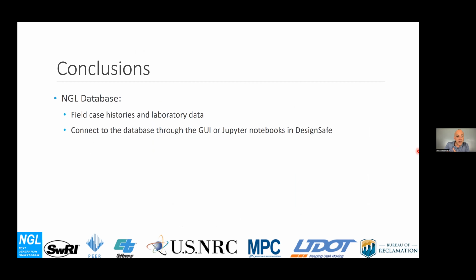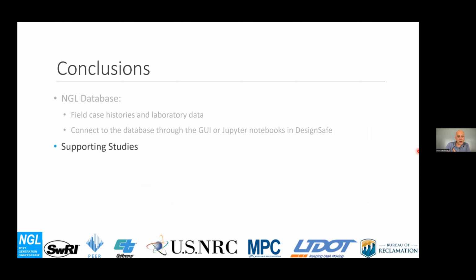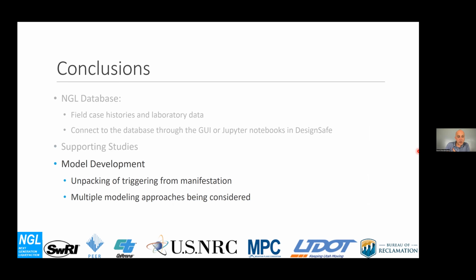So here's the conclusions. We have this database. There's a lot of field case history and laboratory data in there. You can access it through the GUI or make your own queries in Jupyter notebooks. We've done some supporting studies, including a K sigma, K alpha study that Kristin Ulmer has been working on. And there was recently a susceptibility workshop that I think Armin will maybe mention. And now we're working on the model development phase and developing models from all of this data in the NGL database.